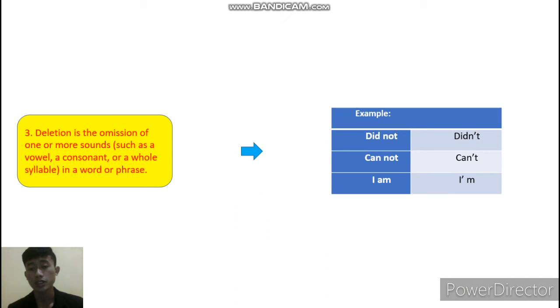This is the example of deletion, like did not becomes didn't, cannot becomes can't, I am becomes I'm, and more examples like the word tonight. That's not pronounced with the t, but the right one is night. Then the initial k here is deleted. And the same with the word knowledge. That's wrong if we say it with the k, but the right one is knowledge. And the same with knife. The initial k here is deleted too. It's deleted and not pronounced. Okay, next.